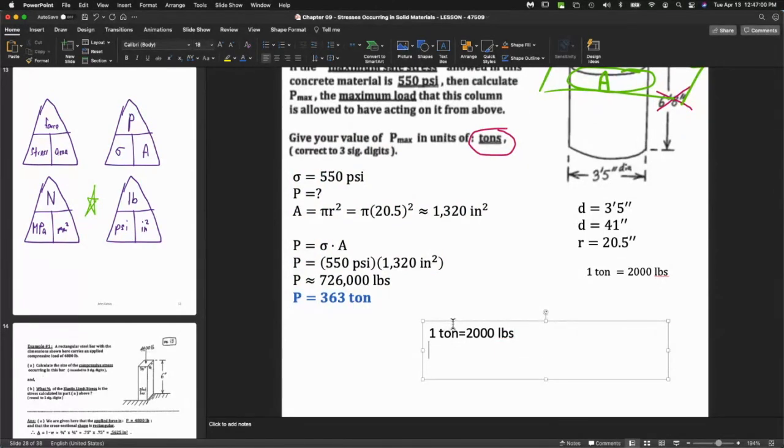1 ton is 2,000 pounds. 1 TONNE, that's metric ton, is 1,000 kilograms. Pounds to kilograms, there's 2.205 pounds in a kilogram. I just have to write it down. I can't say it. Sorry, 2.205 pounds. That's the conversion, okay? So there's a slight difference between the two. They're not made the same.